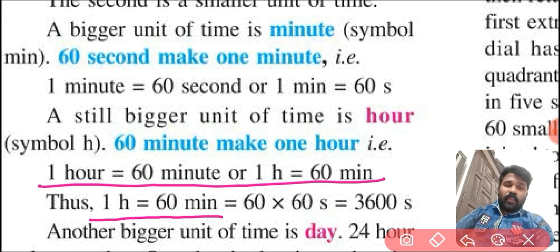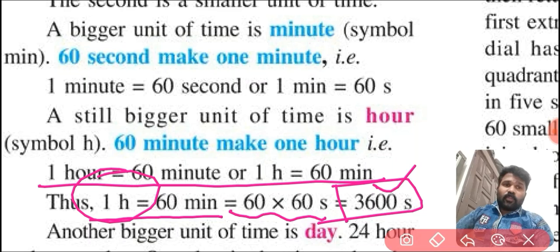Then how many seconds are in 1 hour? 60 into 60 seconds, that is equal to 3600 seconds. Okay students, you are understanding now? 1 hour is equal to 60 minutes, that is equal to 60 into 60 seconds, that is equal to 3600 seconds.